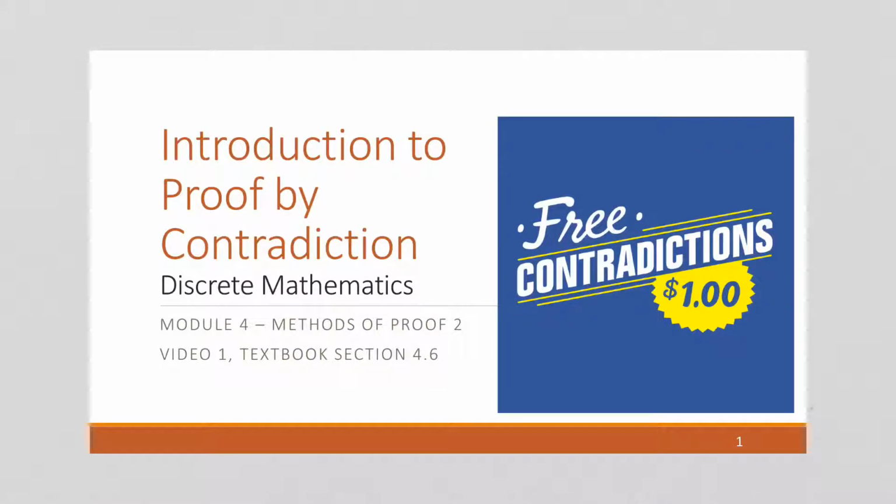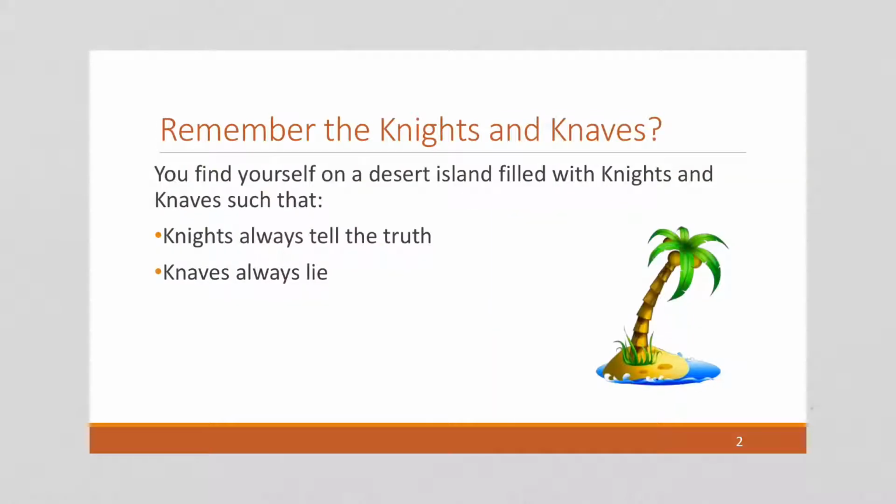Okay, we're going to start Module 4. In Module 3, we talked about direct proofs and proving something directly. Module 4 is going to be about indirect proofs. There are two types of indirect proofs we're going to talk about, proofs by contradiction and proofs by contraposition, and both of them approach proving something indirectly. So let's start with an example about the Knights and Knaves.